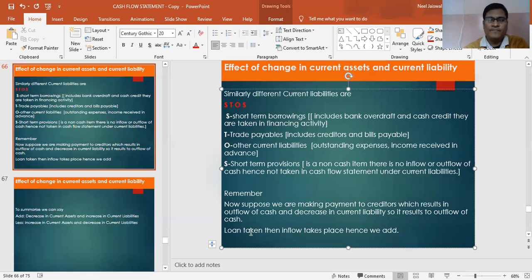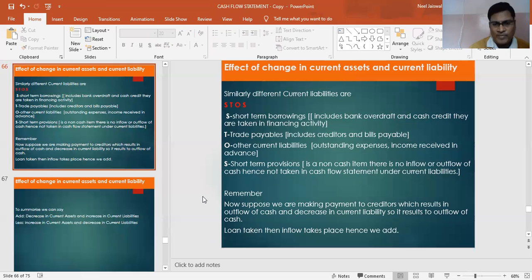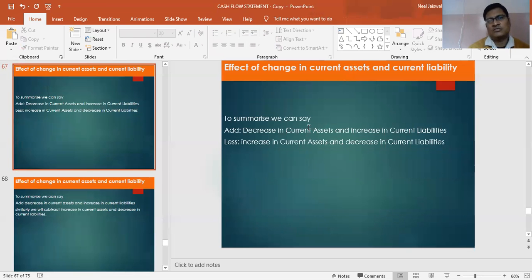Hence we add in operating activities. To summarize, we can say we add when a decrease in current assets takes place, and we add when an increase in current liability takes place. Similarly, we subtract when an increase in current assets takes place and when a decrease in current liability takes place. If you remember it this way, add ICL, L for liability, current liability.